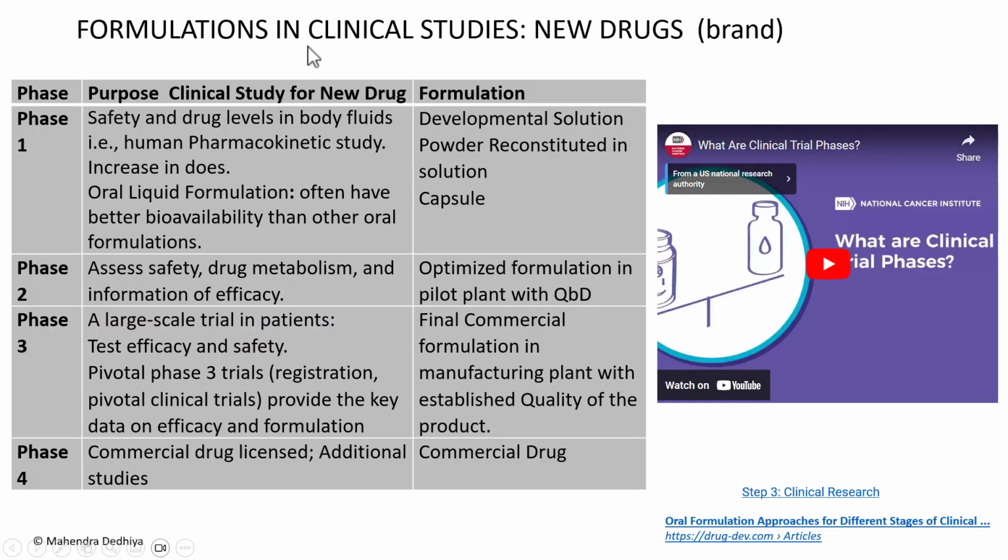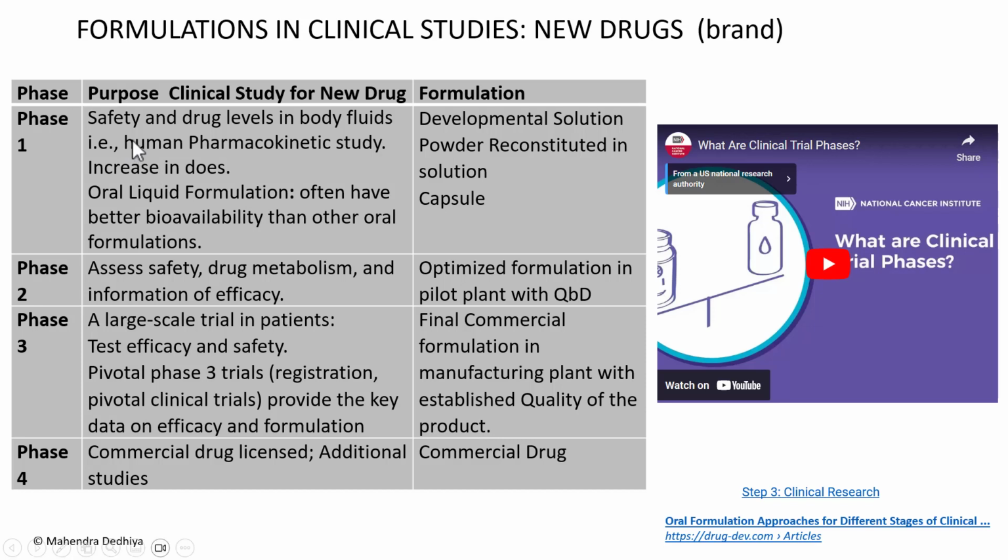Formulation in clinical studies of new drugs are divided into phases: phase 1, phase 2, phase 3, and phase 4. The purpose of clinical study for new drugs varies according to the phase. Formulations in different phases are different. They are also being developed in parallel.